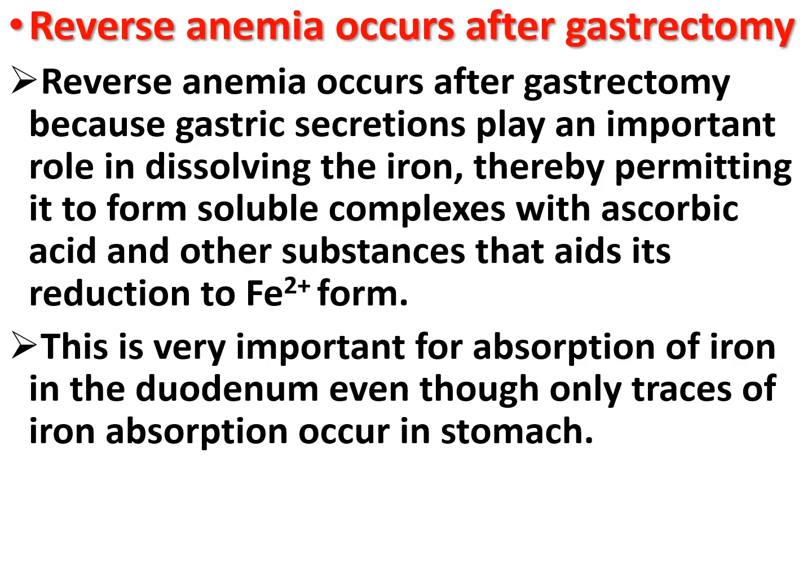Then, iron deficiency anemia occurs after gastrectomy. It occurs because gastric secretion plays an important role in dissolving the iron, thereby permitting it to form soluble complexes with ascorbic acid and other substances that aid its reduction to the ferrous form. This is very important for the absorption of iron in the duodenum, even though only traces of iron absorption occur in the stomach.